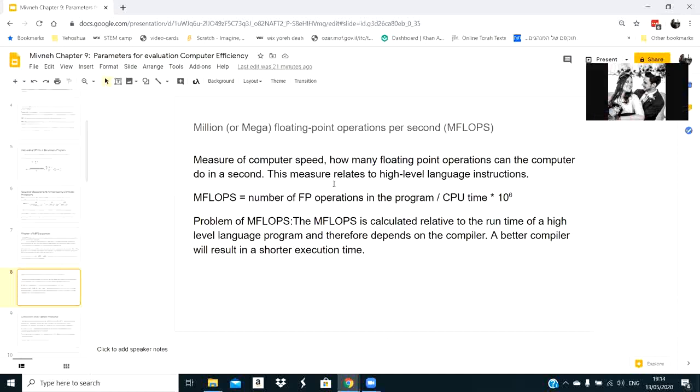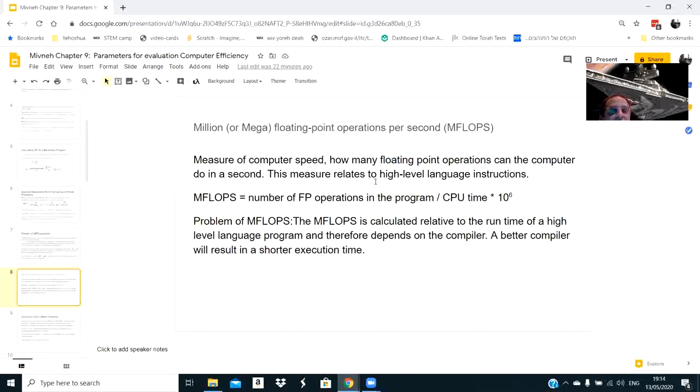Is there a way to account for both the MIPS and the MFLOPS? Yeah, you can calculate both on the same program. Would that be an accurate way to calculate the speed and compare processors? Again, I would say that none of them are accurate. You just have to be aware of the inaccuracies of each of them.